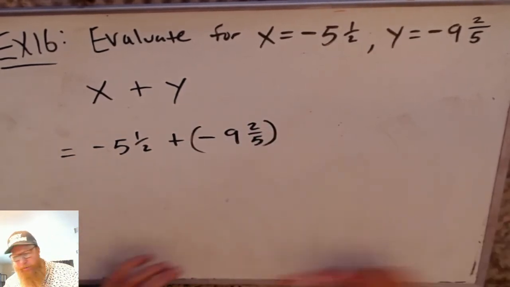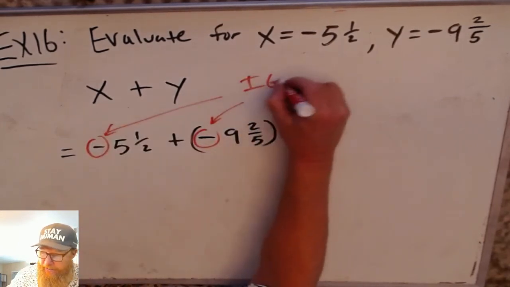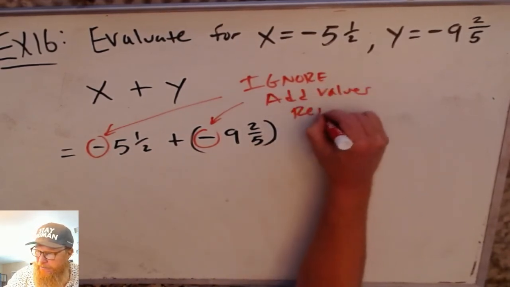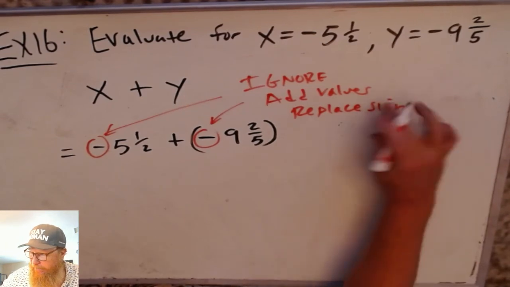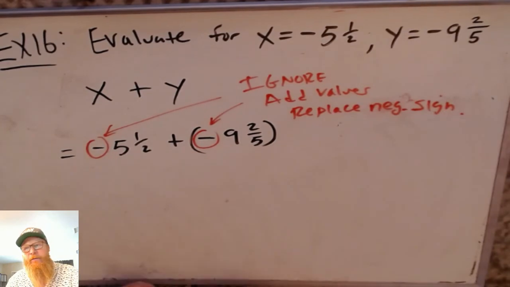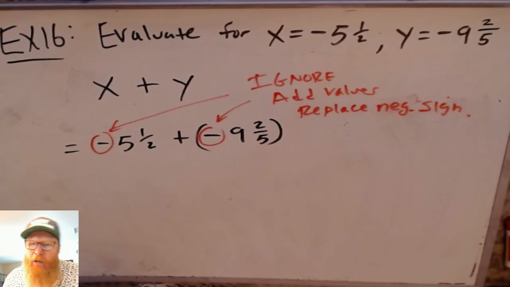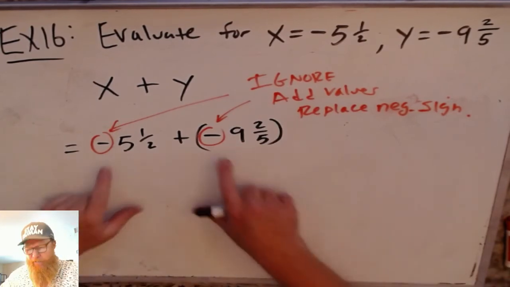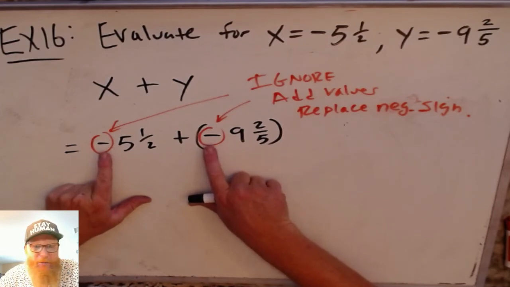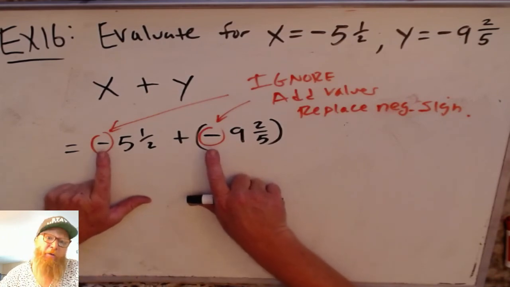Okay, so let's remember the rules. When you're adding two negatives, you ignore the sign, you add the values, and then you replace the negative sign. You know that I loathe the phrase, two negatives make a positive. Oh, God, that drives me crazy. Because that causes people to make problems here. Two negatives definitely do not make a positive. Just like two wrongs don't make a right. Although three lefts make a right.